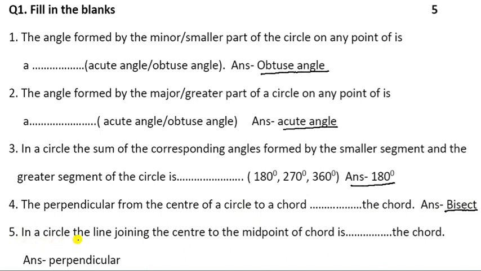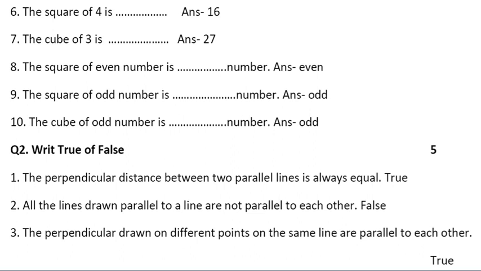Now fifth, in a circle, the line joining the center to the midpoint of the chord is perpendicular to the chord. So you can write here perpendicular. Let us see the next one, the sixth question. The square of 4 is 16. Now the cube of 3 is 27, so you have to write 27.